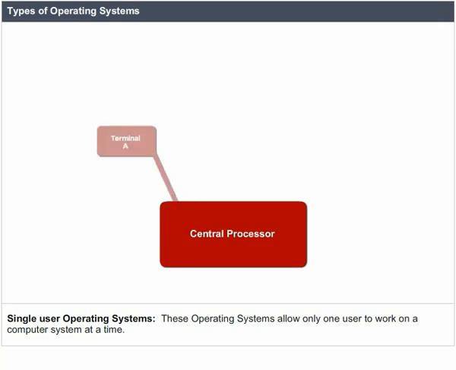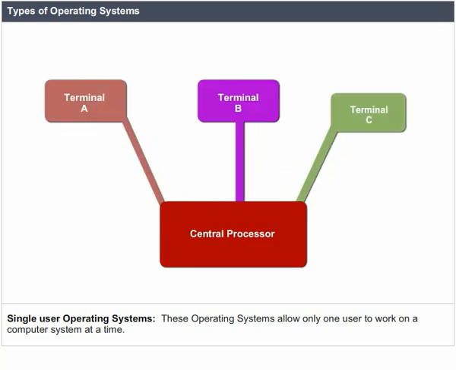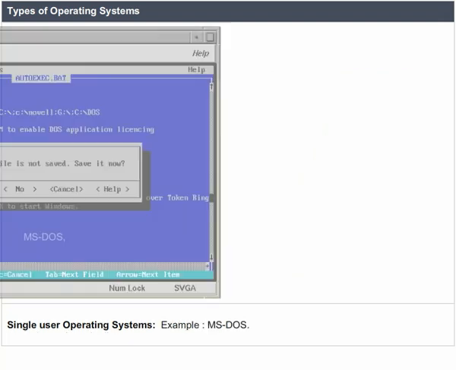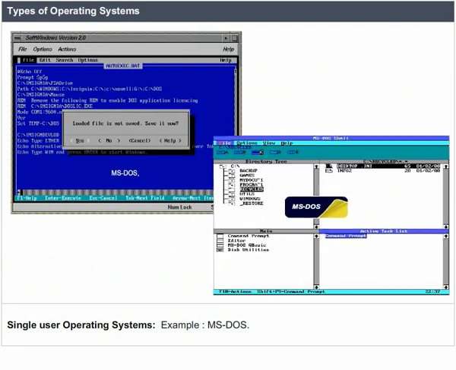Types of operating systems. Single user operating systems. These operating systems allow only one user to work on a computer system at a time. Example: MS-DOS.